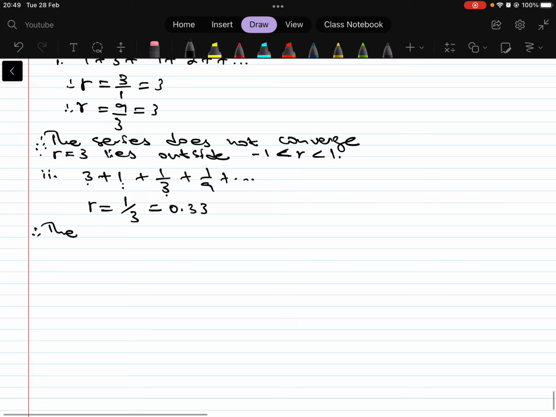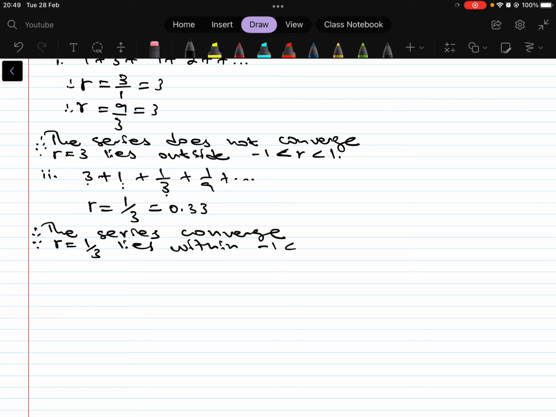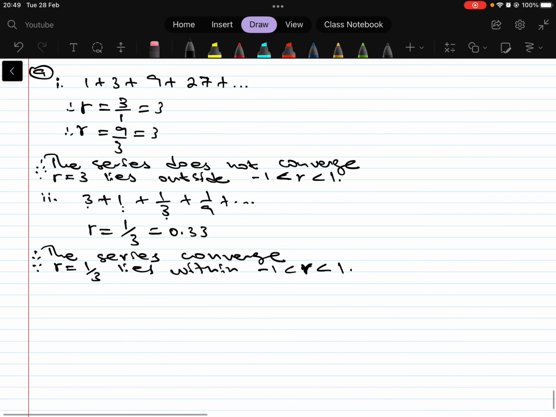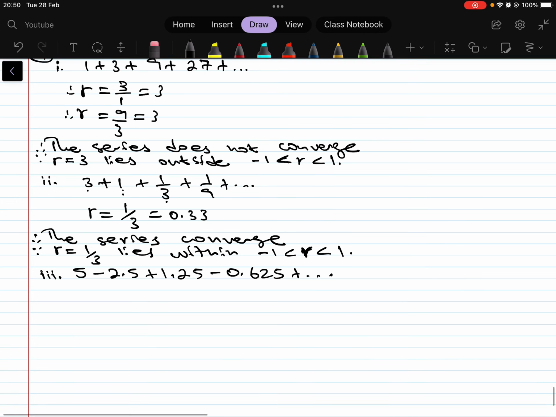Therefore, the series converges because R equals 1 over 3. It lies within -1 to 1, that range. Then you are fine. Okay, let's look at another example. Roman figure 3. Suppose you're given the series 5 minus 2.5 plus 1.25 minus 0.625 plus ... to infinity.